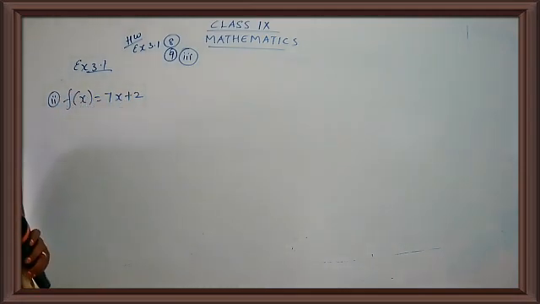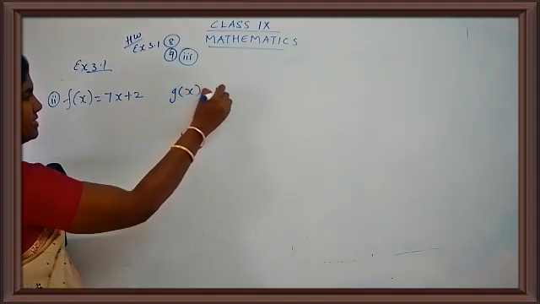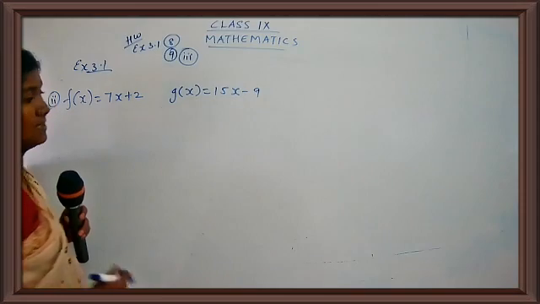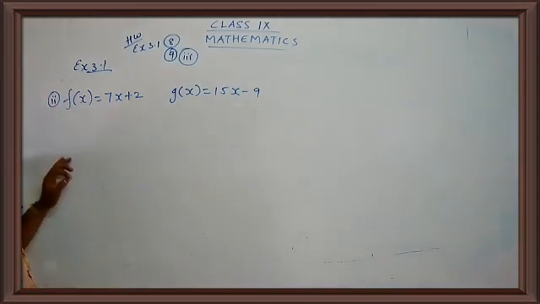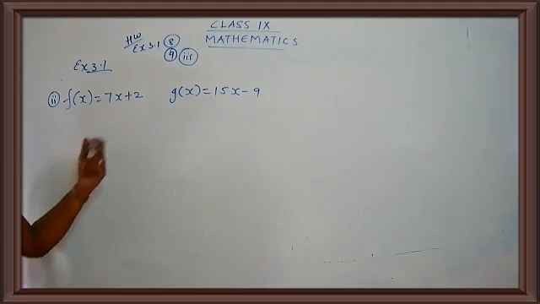Okay. Then what is g of x? 15x minus 9. G of x is equal to 15x minus 9. So what are the terms here? For f of x, we have two terms, that is 7x plus 2. And what is g of x? It is 15x minus 9. The first thing is, let us write the heading over here. You have a constant term and you have an x term. You don't have an x square term. Here only two terms are there.